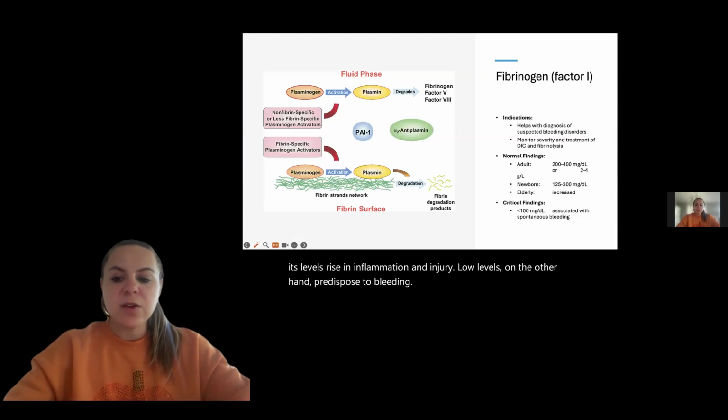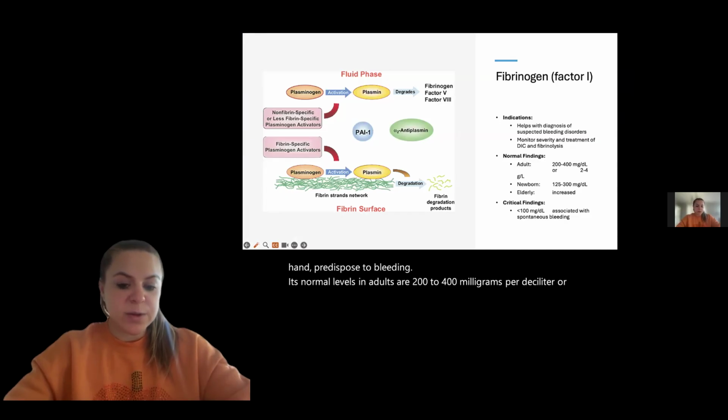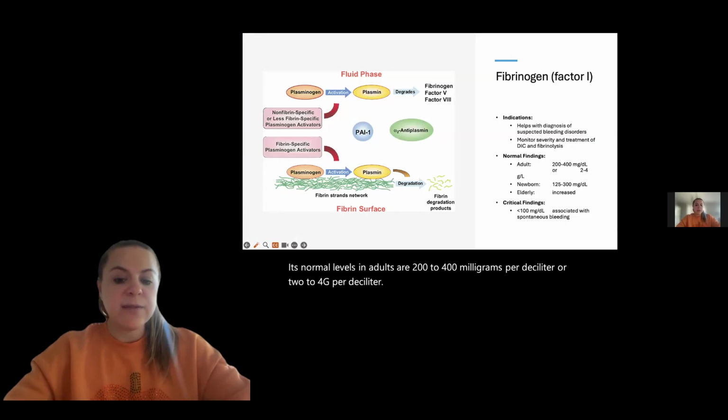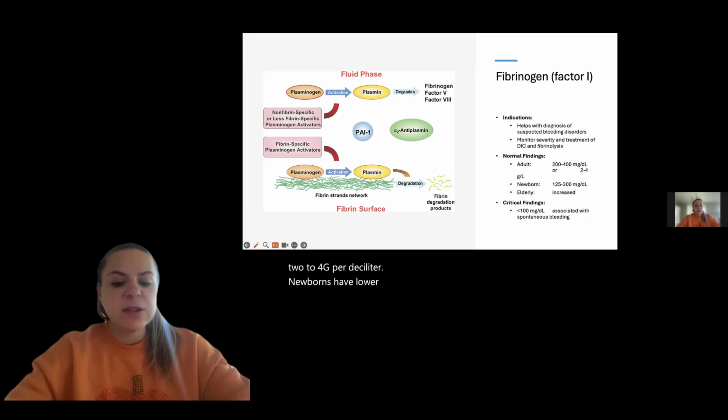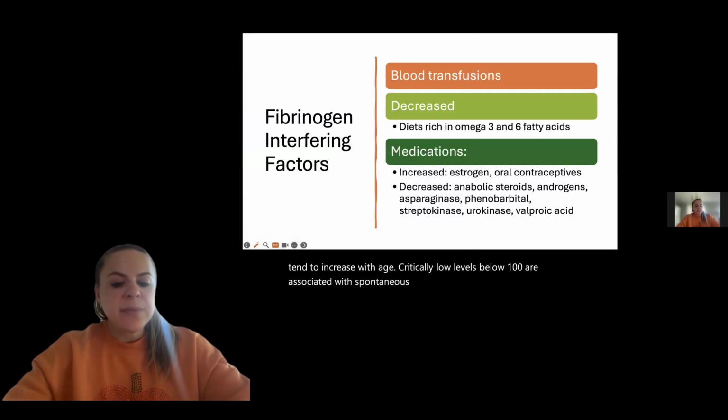Its normal levels in adults are 200 to 400 milligrams per deciliter, or 2 to 4 grams per liter. Newborns have lower levels, and in the elderly, fibrinogen levels tend to increase with age. Critically low levels, below 100, are associated with spontaneous bleeds, and several factors can interfere with measurement.